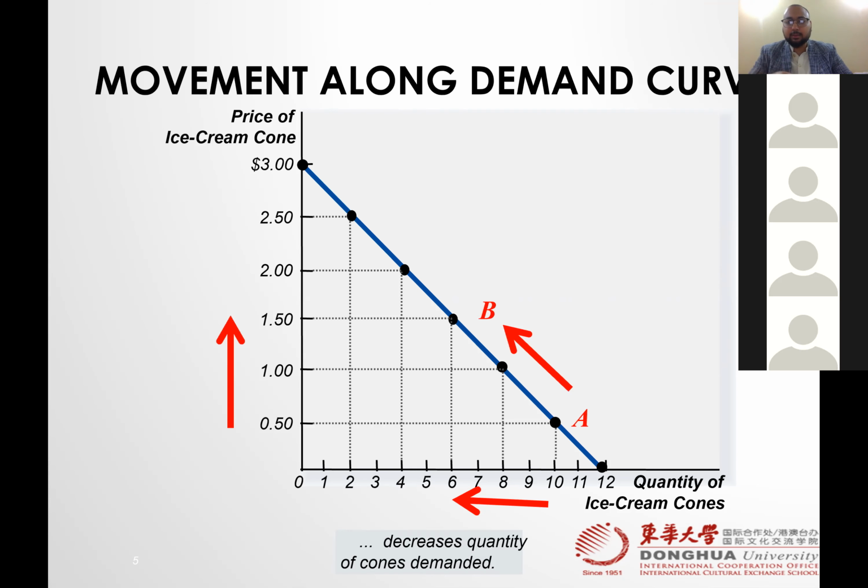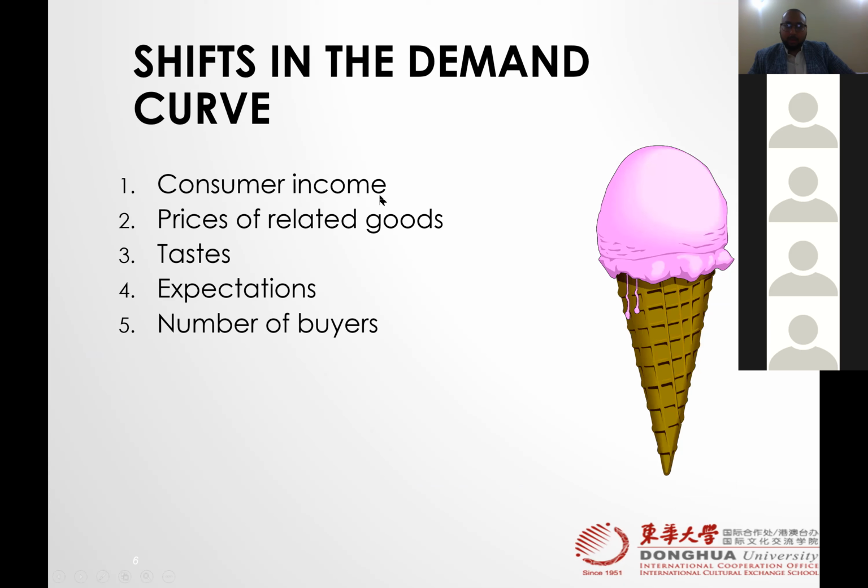Like in this example, when price increased from 0.5 to 1.5, what happened? We don't have to make a new curve. We just move from A to B. That's it. Right? And then we talk about shifts. What is shift? Shift means when there is a change in quantity demanded and the reason is not price.